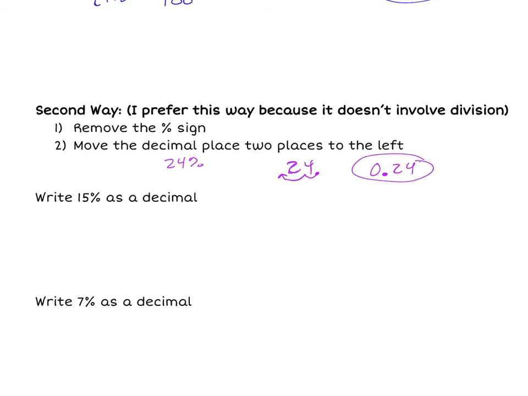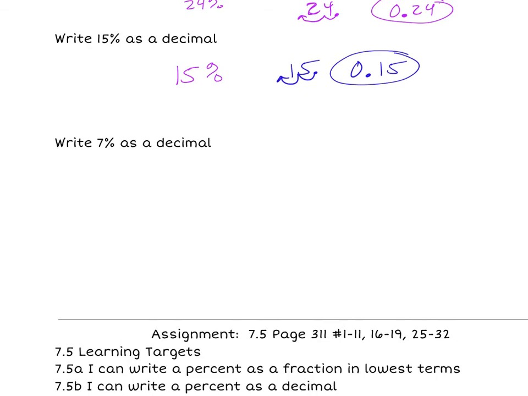So that involves no calculator. Let's do a couple examples. 15%, so we take off the percent sign, and we end up with 15. Now we move the decimal 2 places, and we get 0.15. I like to put a 0 in front so it's very obvious where the decimal is. We can do the same thing with 7%.